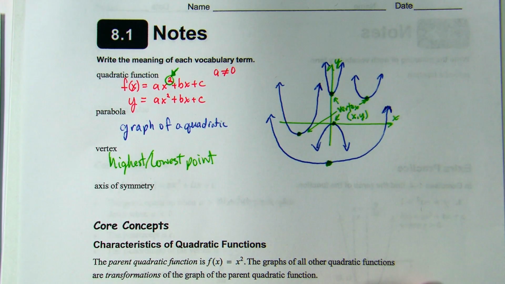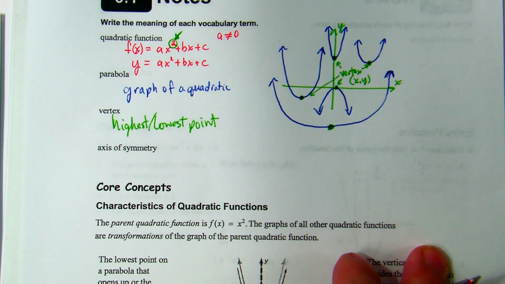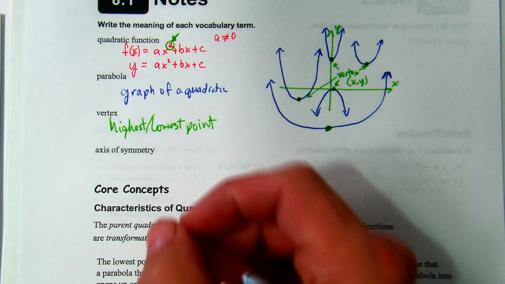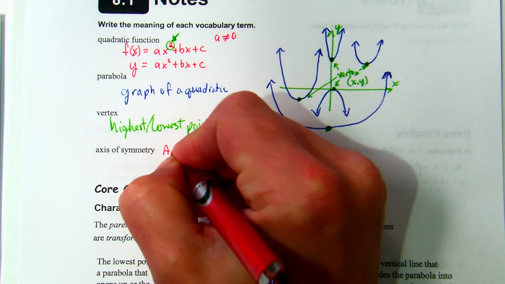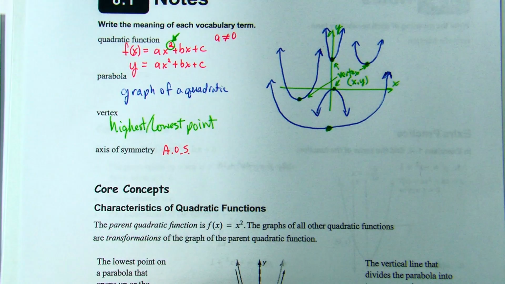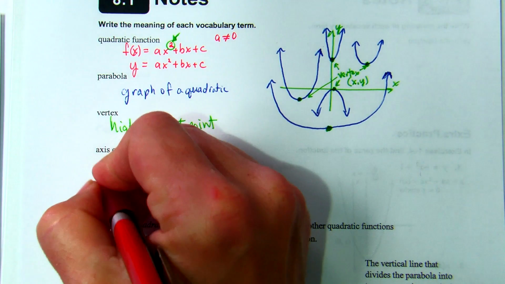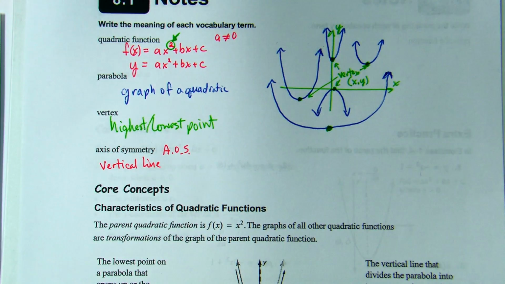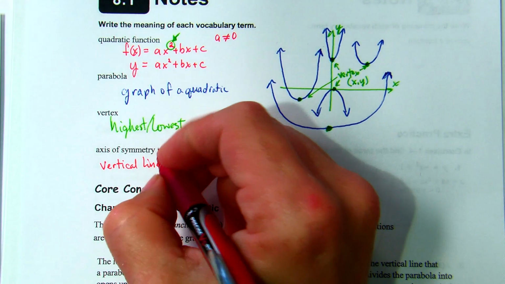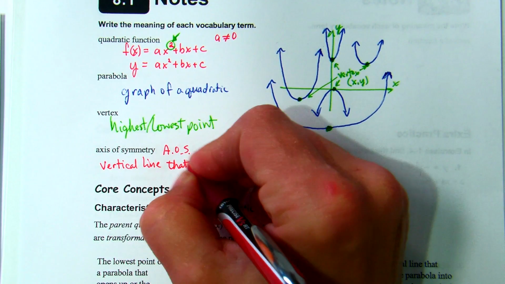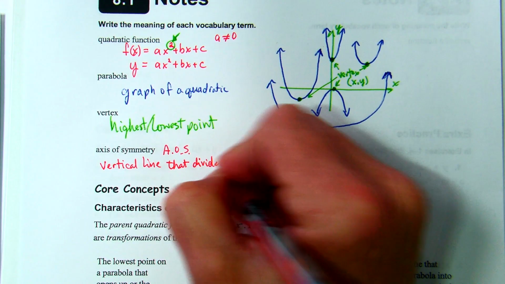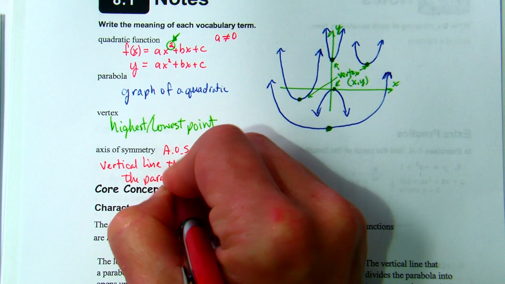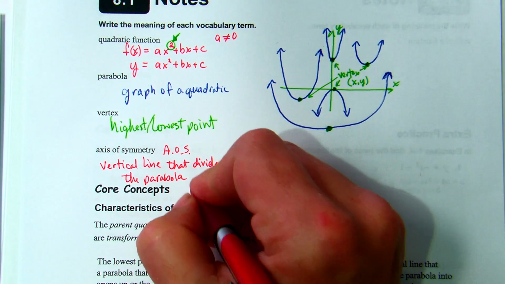And then we're going to talk about the axis of symmetry. The axis of symmetry is going to be a vertical line. The axis of symmetry is going to be a vertical line that divides the parabola into two equal halves.